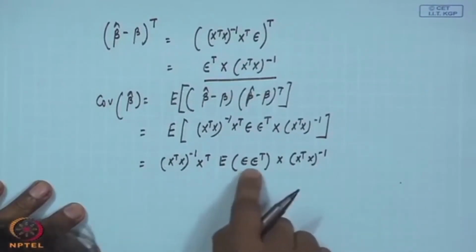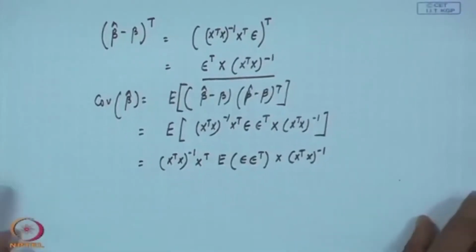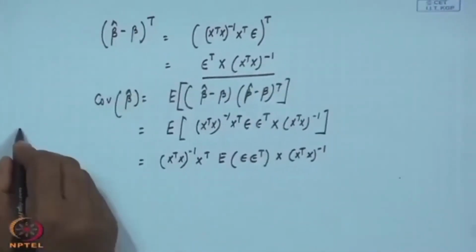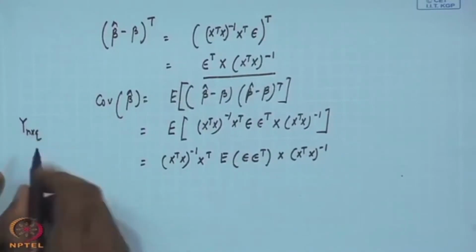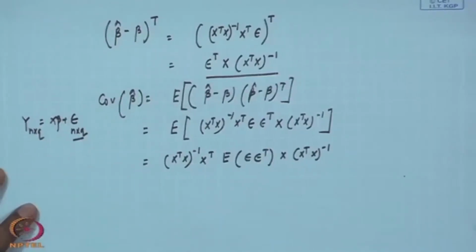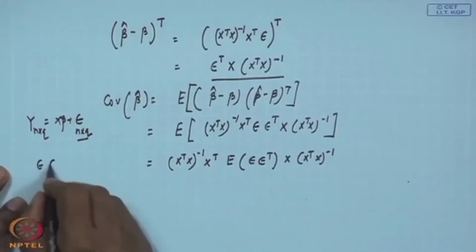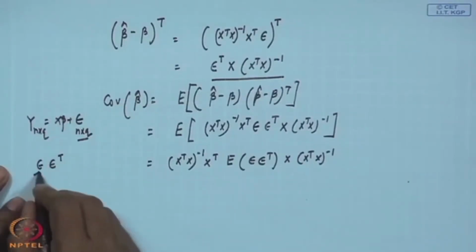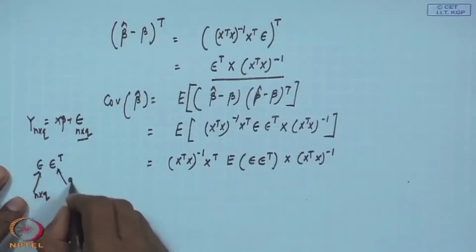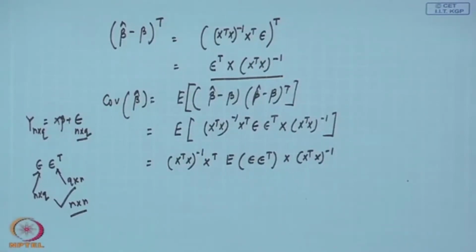Now, the question is, what is epsilon epsilon transpose? If you see the equation, y is n cross q, equal to x beta plus epsilon, where epsilon is also n cross q. Then epsilon transpose will become q cross n, and the resultant will become n cross n.